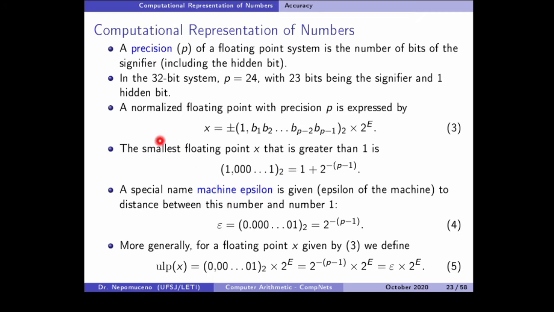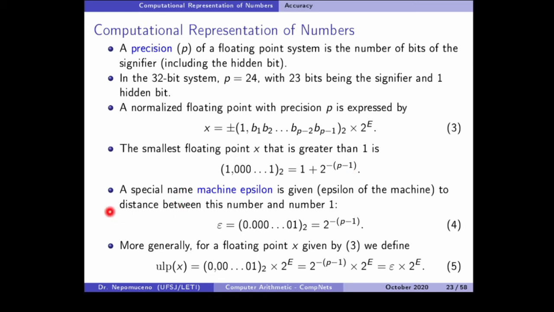The precision P of a floating point system is the number of bits of the significand, including the hidden bit. In the 32-bit system, P equals 24, with 23 bits being the significand and 1 hidden bit. A normalized floating point with precision P is expressed by equation 3. So in this way, you see here the representation of the number times 2^e. The smallest floating point x that is greater than 1 is just like this, because this is the representation of P here, so it's the smallest number.